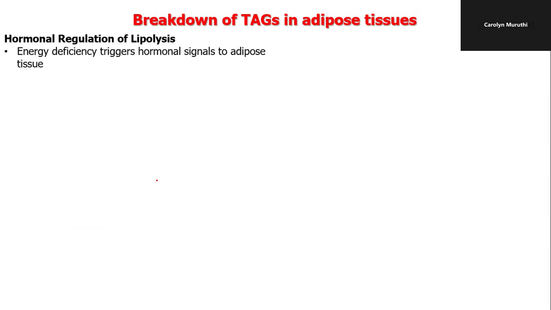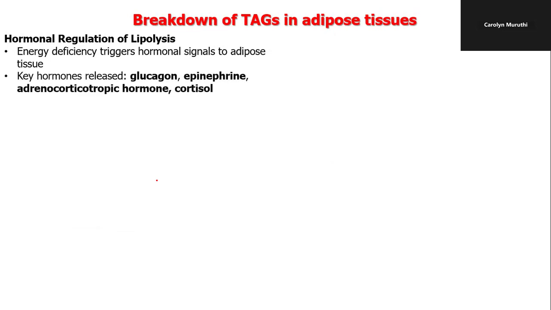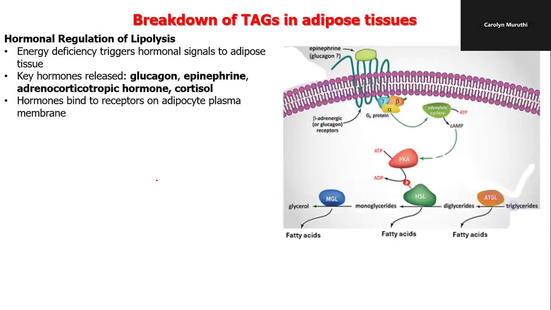The breakdown of TAGs in adipose tissue begins with hormone signals. When blood glucose is low, hormones including glucagon, that is during fasting, epinephrine during prolonged exercise, and cortisol when you have stress, will bind to the receptors in the adipocyte plasma membrane.